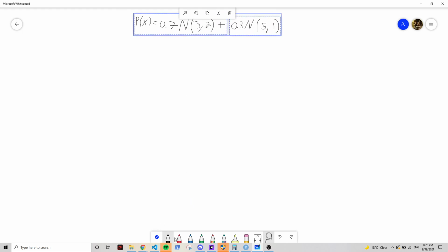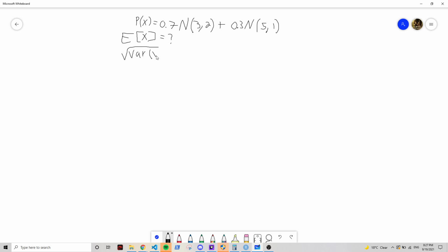There we go. So now there are 2 main questions I want to answer here. First question, what's the expected value of x? And then second question, what's my standard deviation of x? One of these is much easier to answer than the other, and that's this one right here. So let's go ahead and answer this first.